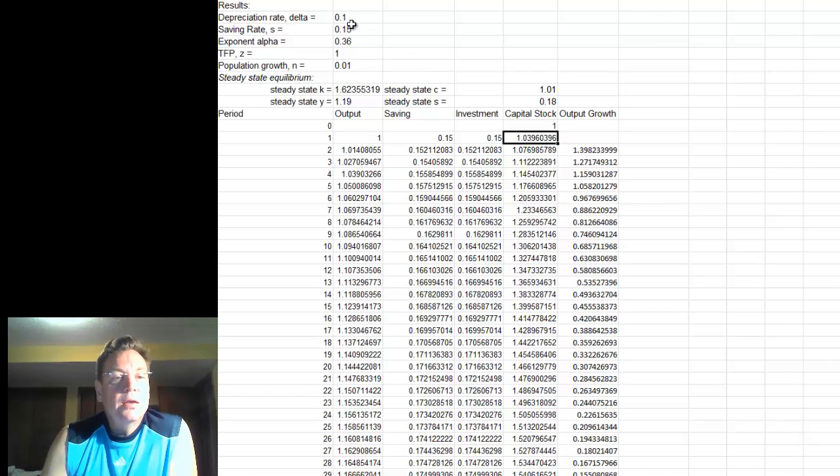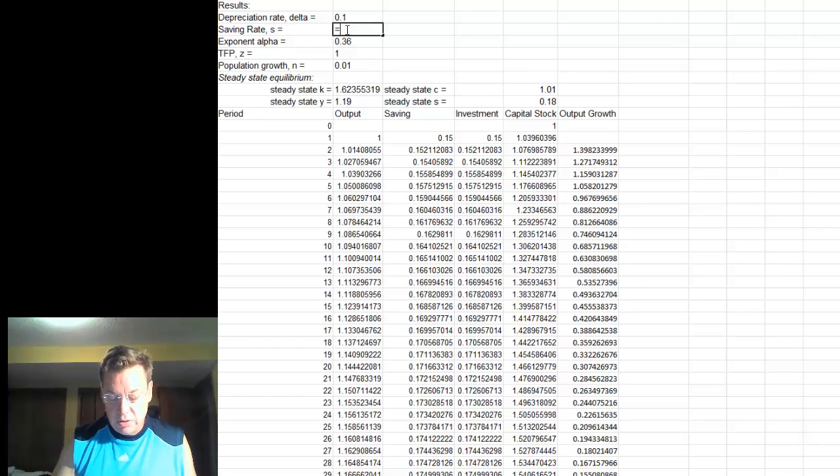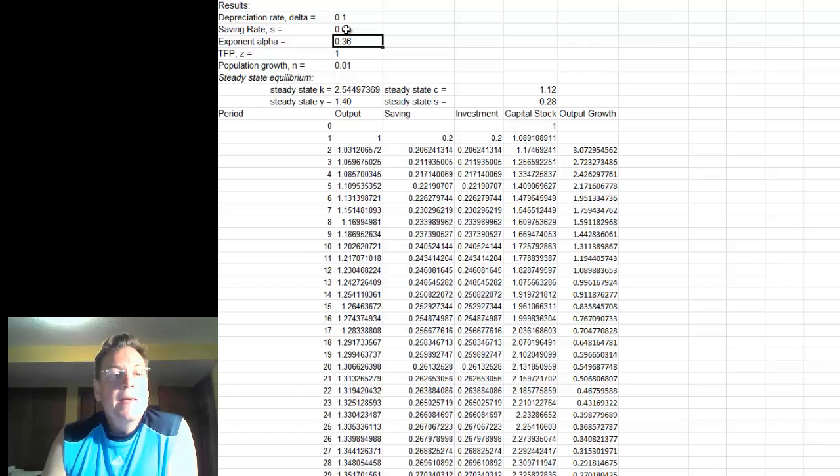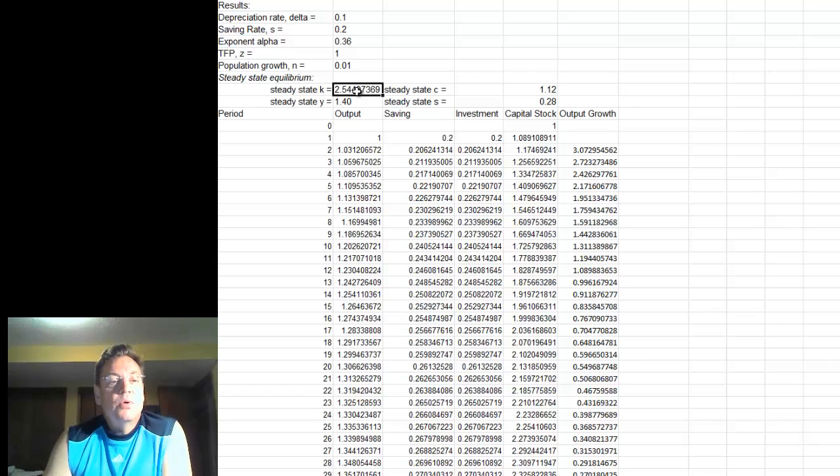So here's a spreadsheet, and the savings rate in the notes was 20%, so I'll change that to 0.2. And we have a depreciation rate of 10%, savings rate of 20%, alpha equals 0.36, TFP is 1, and we have a 1% population growth rate. So I hope most of you know how to use the spreadsheet. For the capital stock, we are simply using the formula (S times Z divided by N plus delta), all raised to the 1 over 1 minus alpha.